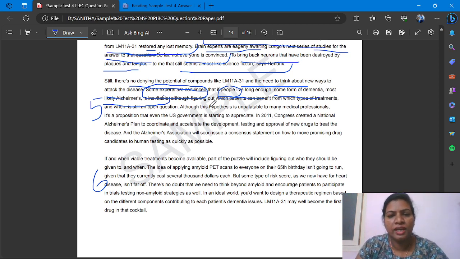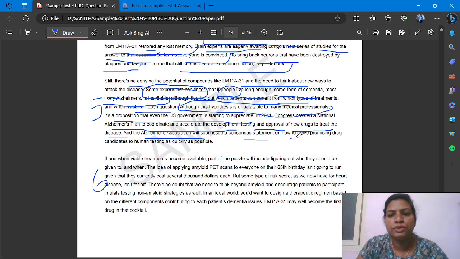Although figuring out which patient can benefit from which type of treatment, and when, is still an open question. Although this hypothesis is unpalatable to many medical professionals, it is a proposition that even the US government is starting to appreciate. Congress created a national Alzheimer's plan to coordinate the development, testing and approval of new drugs to treat the disease. And the Alzheimer's Association will soon issue a consensus statement on how to move promising drug candidates to human testing as quickly as possible. What is the answer here?